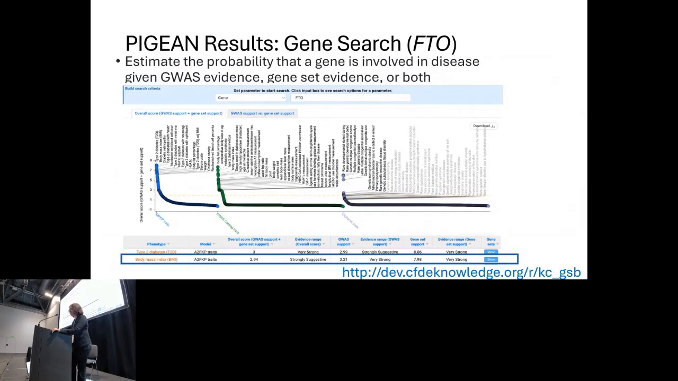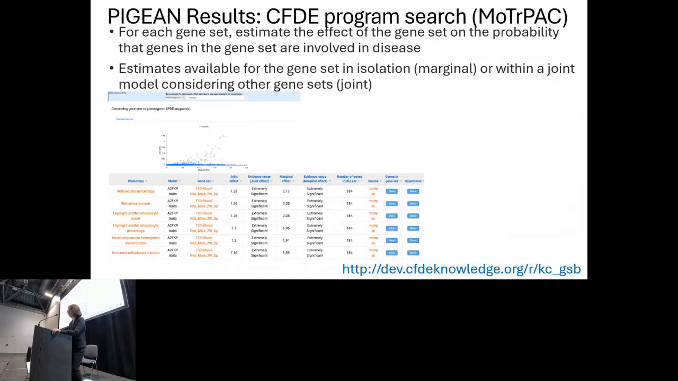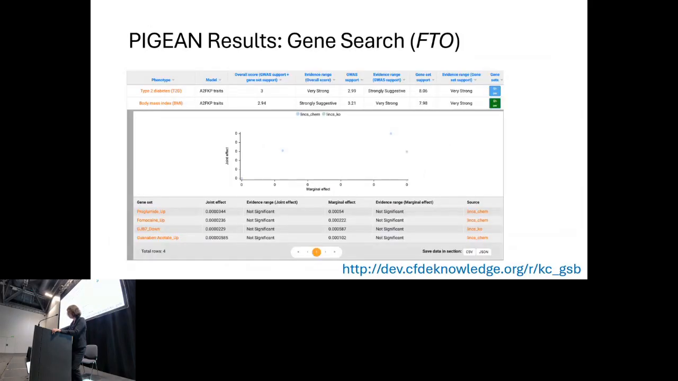In the table of results below, you can see the top human trait associations, and as expected, body mass index comes up. If you click the show button over here, you can get more information about each association. In this case, you're seeing the individual gene sets that actually contribute to that BMI FTO association through PIGEON.